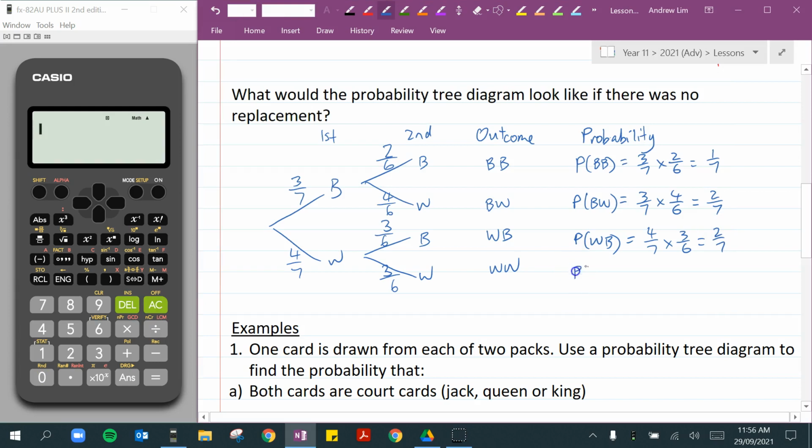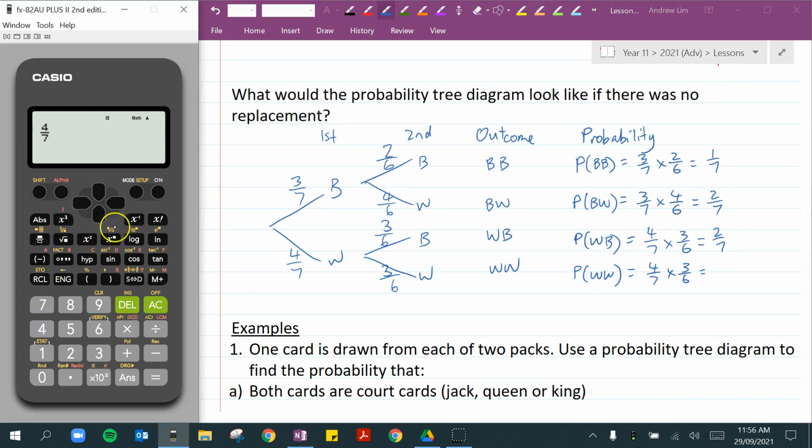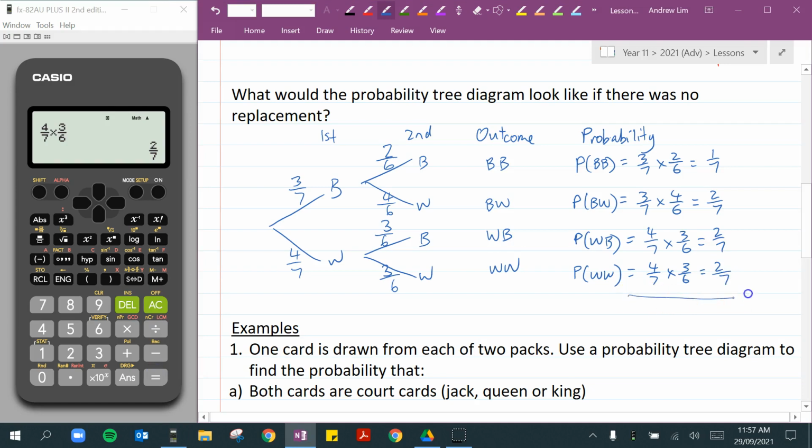And the probability of white and white is 4 out of 7 times 3 over 6, 2 over 7. And we can see here that when we add these all together, they all have the same denominator, so I can just add the numerators. 1, 2, 3, 4, 5, 6, 7 out of 7, which is 1.